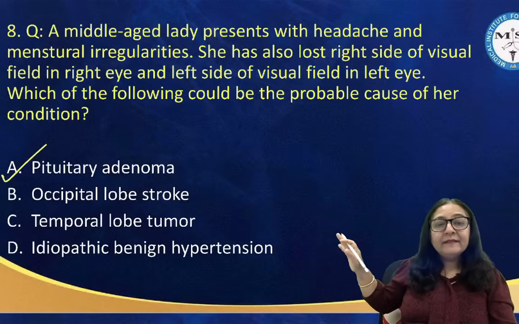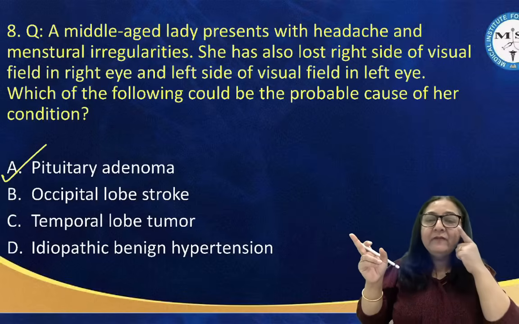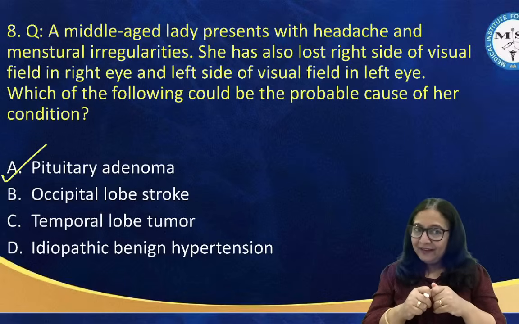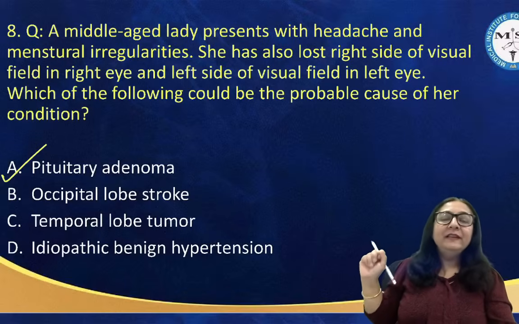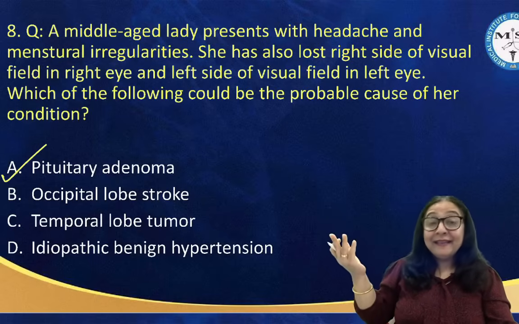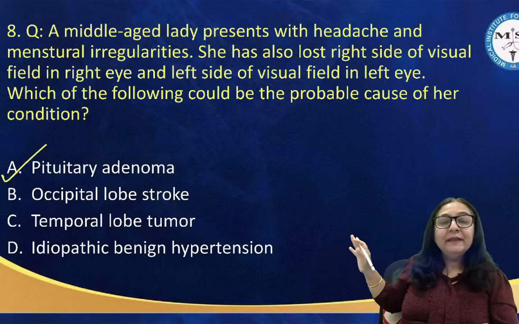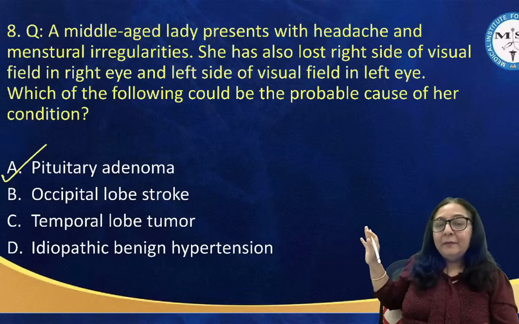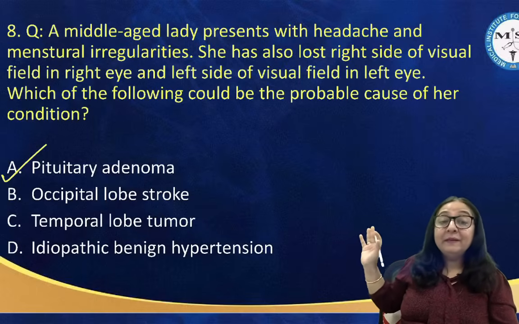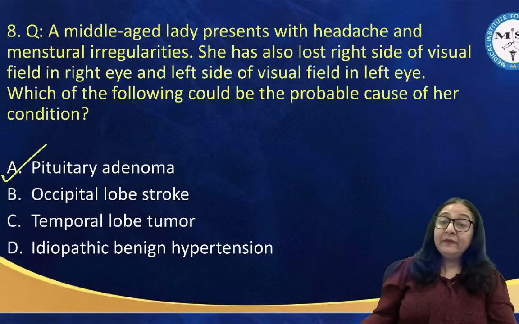Now other choices, occipital lobe. Occipital lobe lesion will cause homonymous hemianopia with central sparing or macula sparing. Okay, temporal lobe lesions will cause superior quadrantanopia or pie in the sky. Idiopathic benign intracranial hypertension is also called pseudotumor cerebri, and it is the most precise diagnosis.